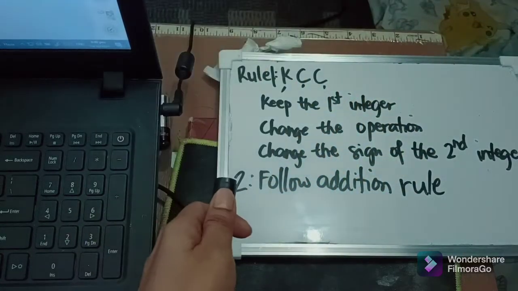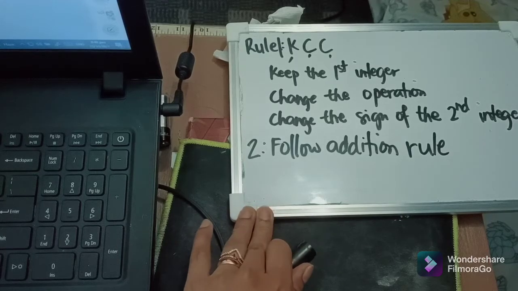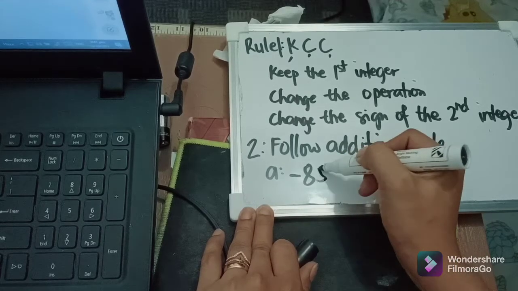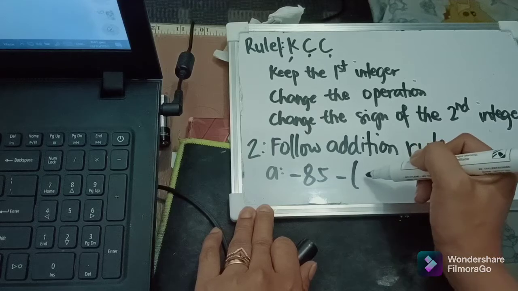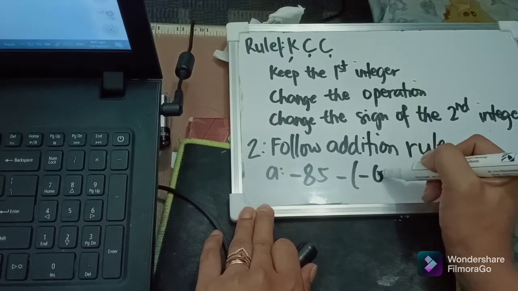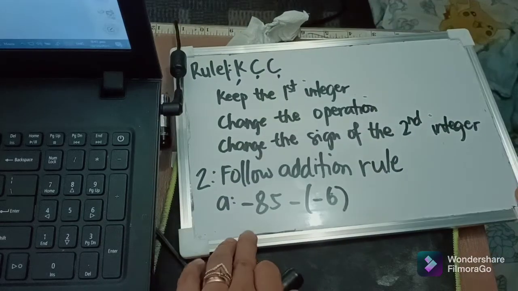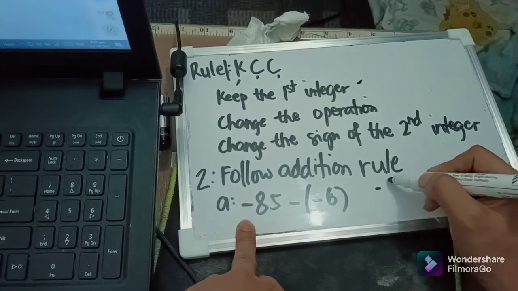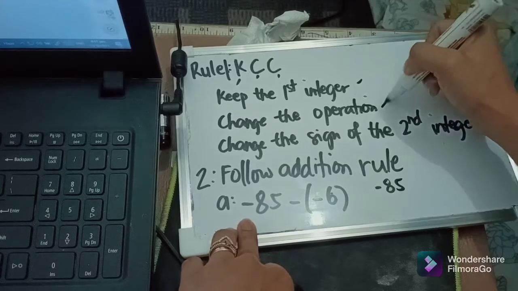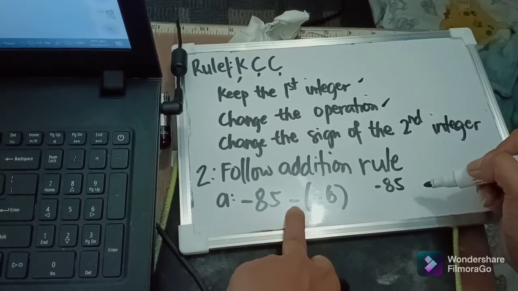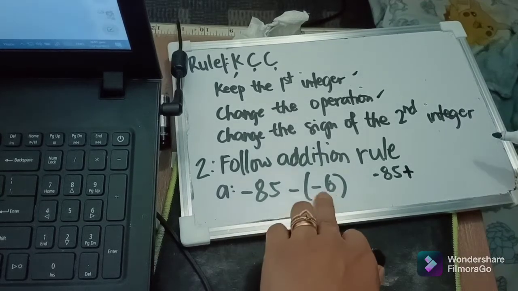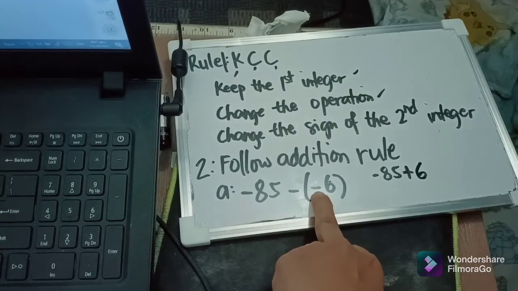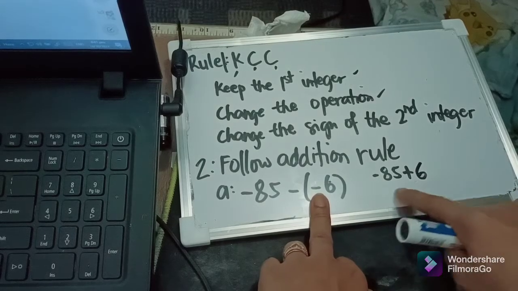For example, we have here negative 85 minus negative 6. So, una, keep the first integer. So, that's gonna be negative 85. Next one, change the operation. So, instead na minus, magiging plus. And then, change ito. Magiging positive 6. So, magiging ganyan na siya.